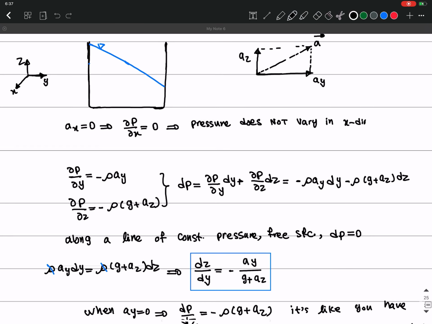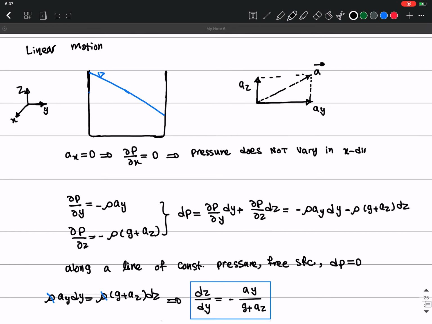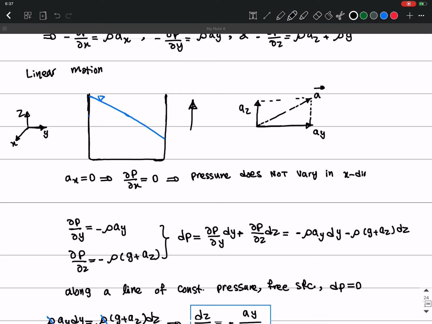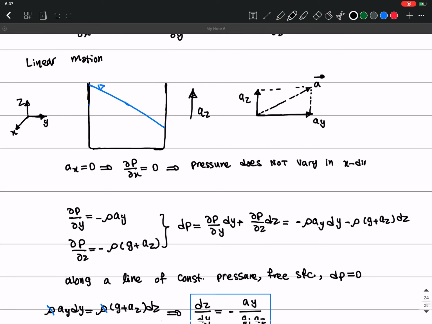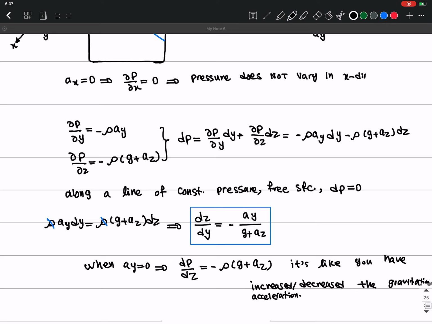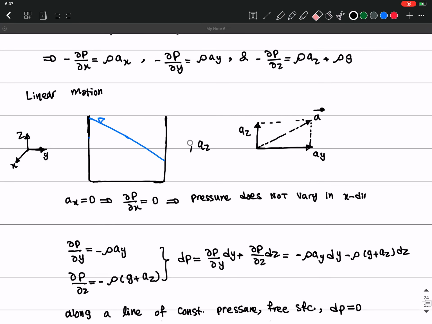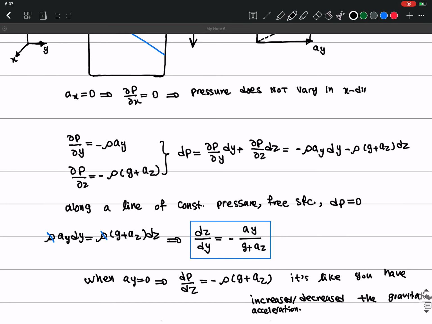So it's exactly like the effect if you are in an elevator, right? When you are in an elevator, if it goes up, you have a positive az, then it's like you have added something, increased the gravitational constant, right? You feel more weight. It's like your g is increased. And if an elevator goes down, your az is negative, it's like you have decreased from this gravitational constant, so you feel lighter. If it goes up, you feel heavier, and if it goes down, you feel lighter.